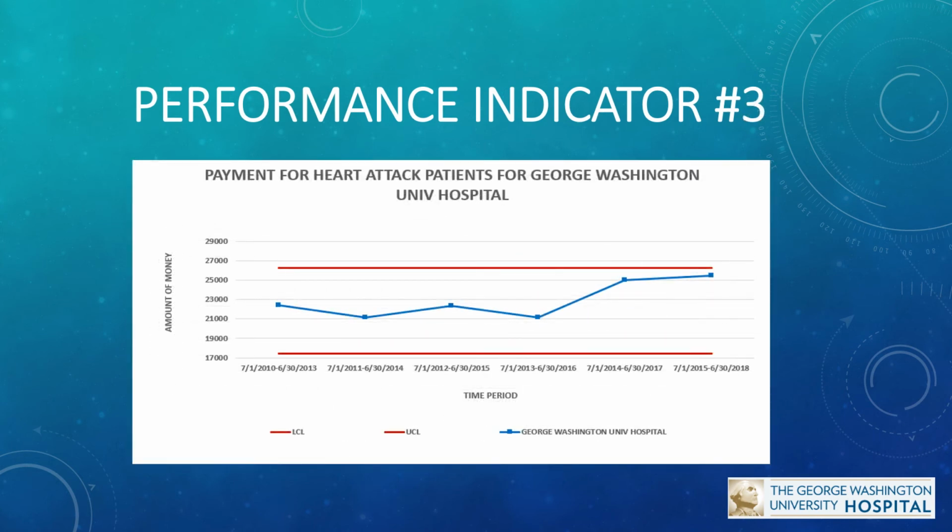This slide shows the performance indicator number 3, payment for heart attack patients for George Washington University Hospital. As we can see, George Washington University Hospital received payment within the control limit compared to other hospitals in the area.